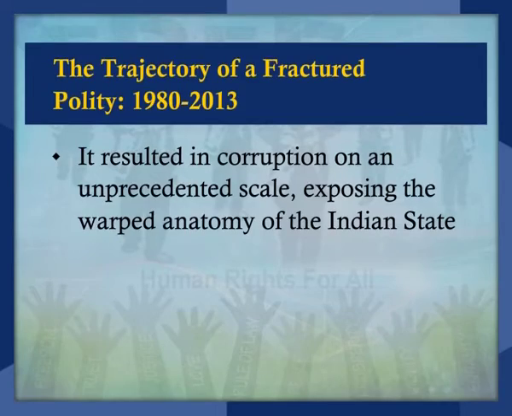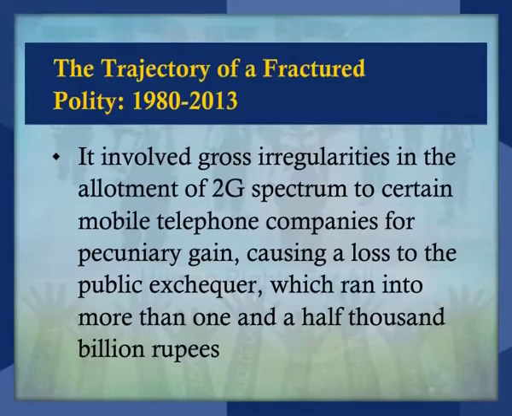It resulted in corruption on an unprecedented scale, exposing the warped anatomy of the Indian state. The most shocking instance of corruption occurred under the aegis of the United Progressive Alliance government in 2007-2008. It involved gross irregularities in the allotment of 2G spectrum to certain mobile telephone companies for pecuniary gain, causing a loss to the public's exchequer which ran into more than 1,500 billion rupees.